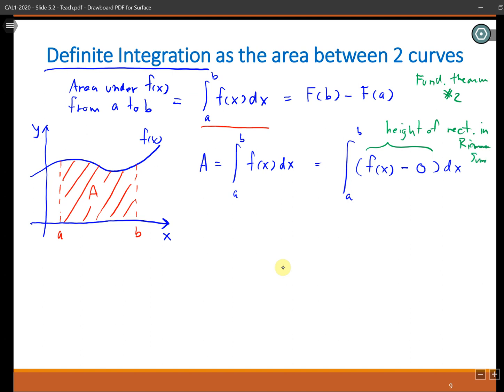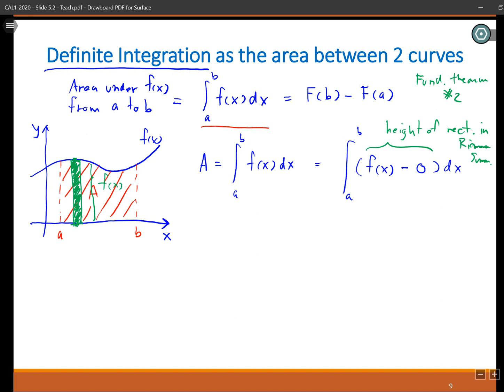This Riemann sum. When it comes to the rectangles in Riemann sums, we are talking about these small rectangles that look like that. And we don't just have one of them, we have many and many of them. So as you can see here, the height of this rectangle is the function value right here, minus the 0 value right here. So the height of this rectangle is f of x.